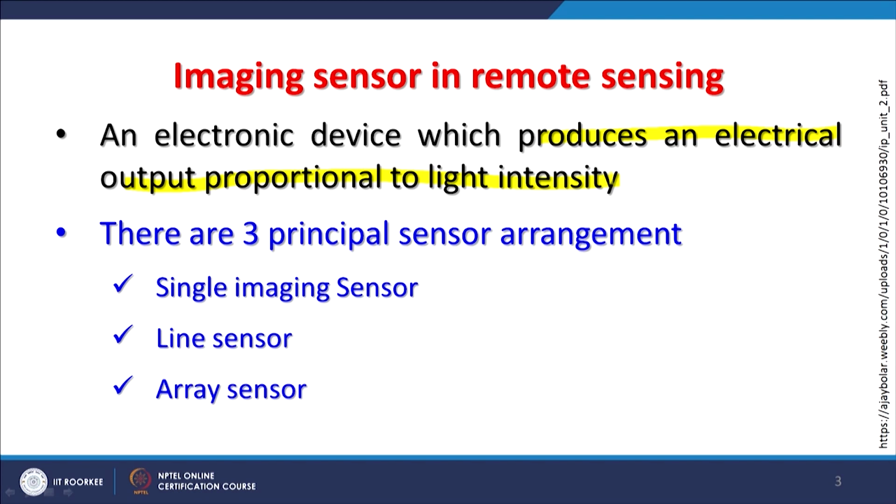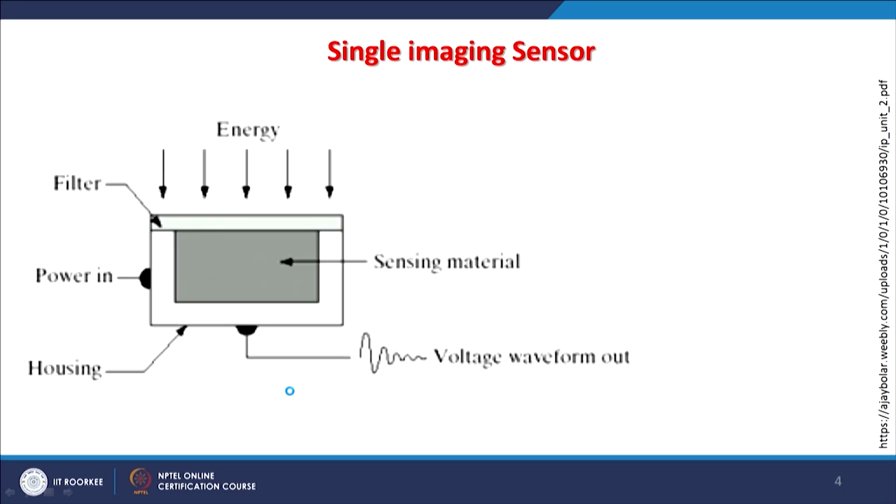There are mainly three types of sensors. One is the single imaging sensor, another one is the line sensor, which is very common. Then array sensors, which you see in most of these snapshot cameras which are using these array sensors. Since they are also on many satellites, that has been included under this category. So single imaging sensor, a line sensor and array sensor.